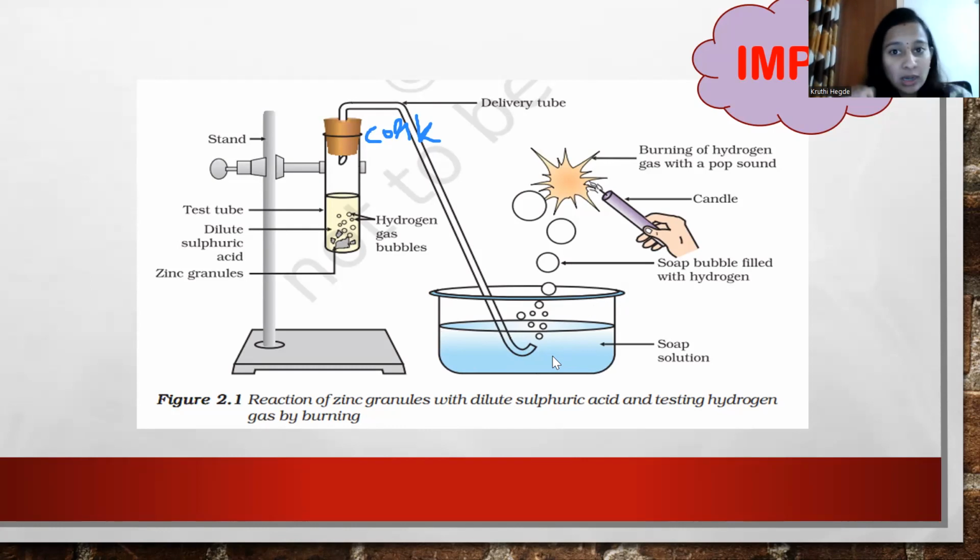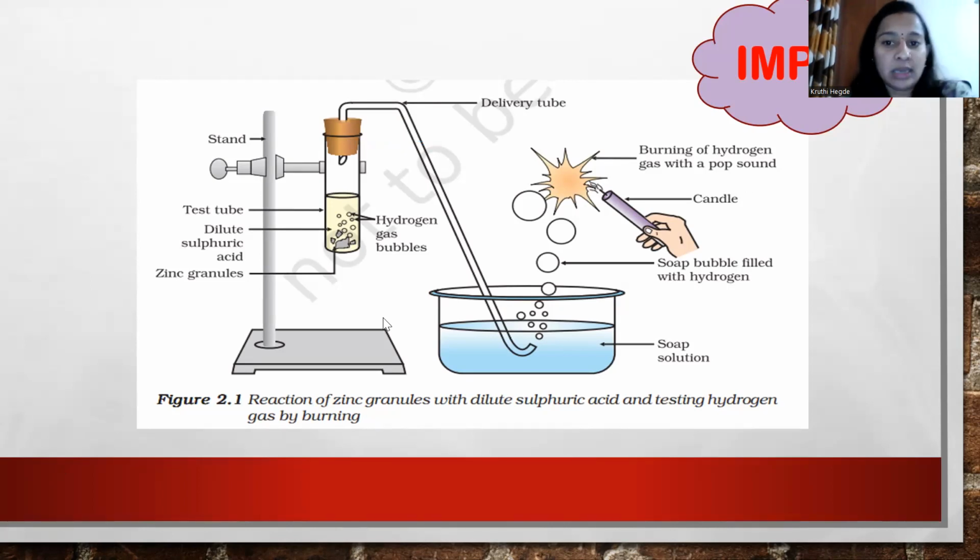Now if I pass any gas in soap water, obviously bubbles start to come, right? So the bubbles are filled with some gas that's released through the delivery tube, which I can test using a burning candle. The hydrogen gas burns with a pop sound. So let's see this activity through the video. Let's move ahead.